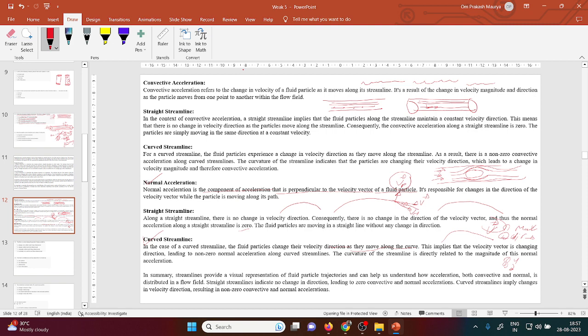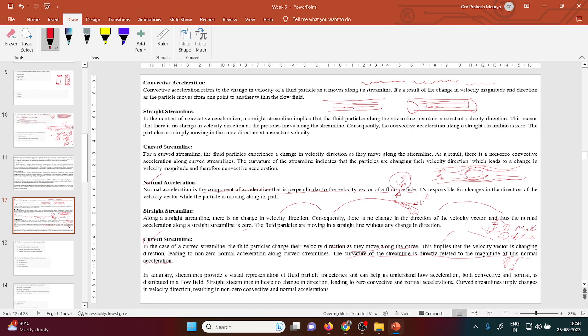So what is written here? In case of a curved streamline, the fluid particle changes its velocity direction as it moves along the curve. This is clear to all of you, I hope. This implies that the velocity vector is changing direction, leading to non-zero normal acceleration along the curved streamline. The curvature of a streamline is directly related to the magnitude of this normal acceleration. So whatever we have discussed is written here. You can take the screenshot.